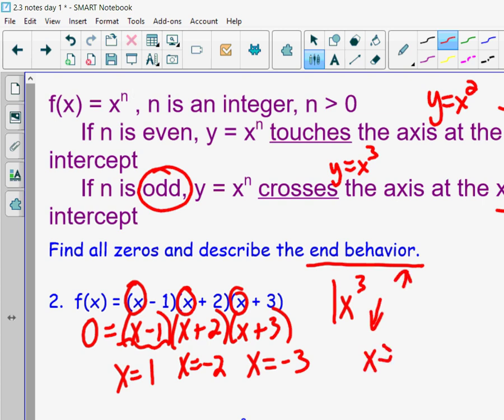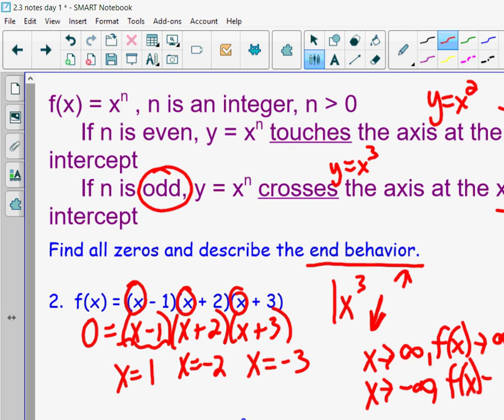So I'm going to say as x gets bigger, y gets bigger, and this is how we say that: as x goes to infinity, y goes to infinity. And what happens to the left side of my graph? As x gets smaller, y also gets smaller. If it asks for the end behavior, you can't just draw the arrows.